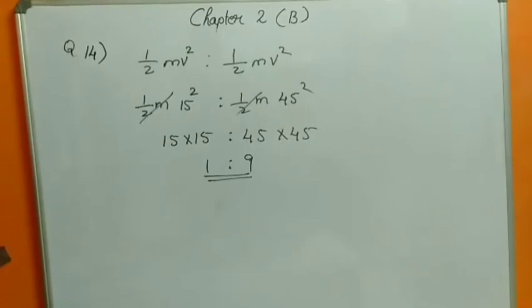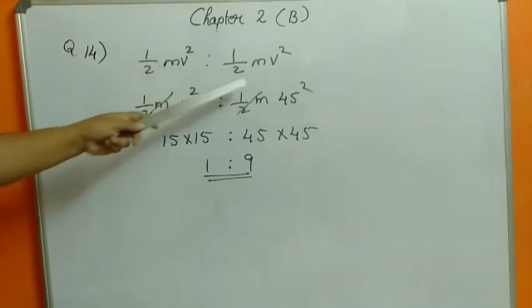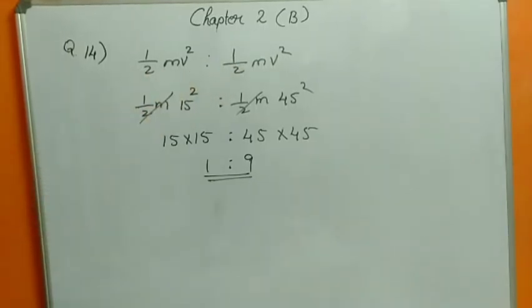Next, question number 14. A car is running with a speed of 15 km per hour while another similar car, so mass will be constant, is moving with a speed of 45 km per hour. Find the ratio of the kinetic energy. Again, same as question number 13, find the ratio of kinetic energies.